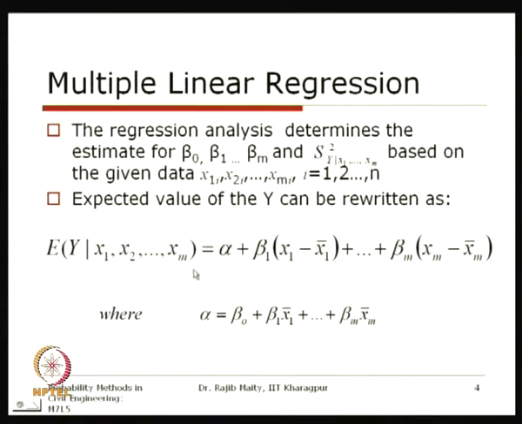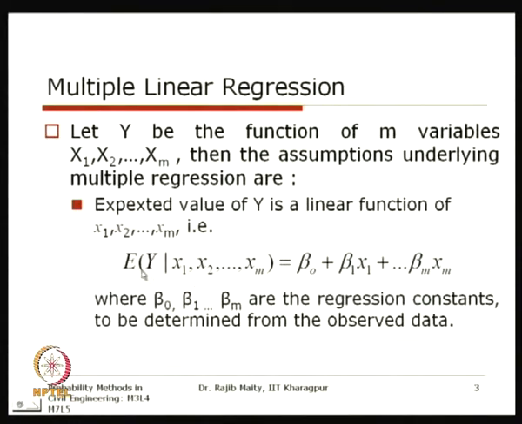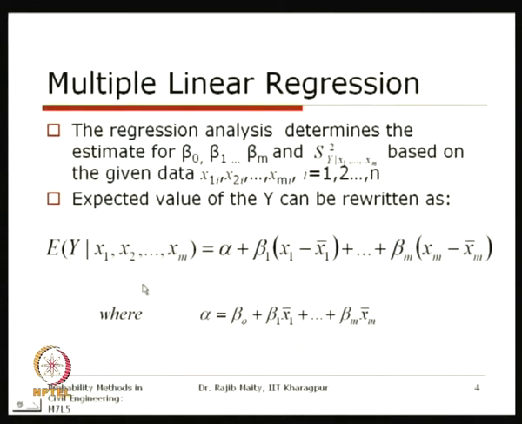After some rearrangement of the equation we have seen, the expectation of y given x1, x2, xm equals beta naught plus beta 1 x1 plus beta 2 x2 plus beta m xm. We can rearrange this to get another form of the same equation, which equals alpha plus beta 1 into x1 minus x1 bar plus beta 2 into x2 minus x2 bar, like that up to beta m into xm minus xm bar. Here x1 bar, x2 bar or xm bar is the mean of that particular input variable.